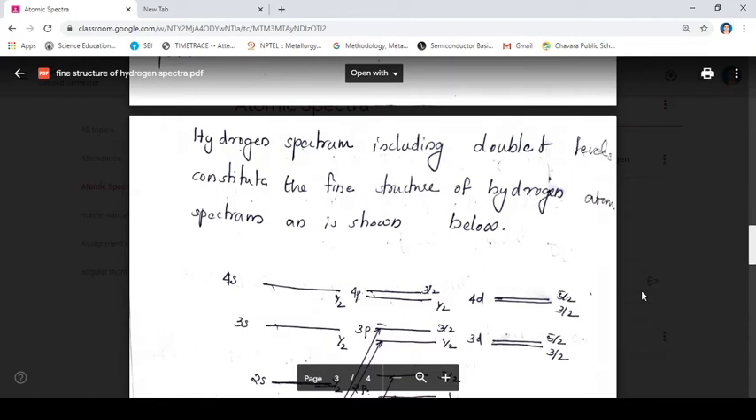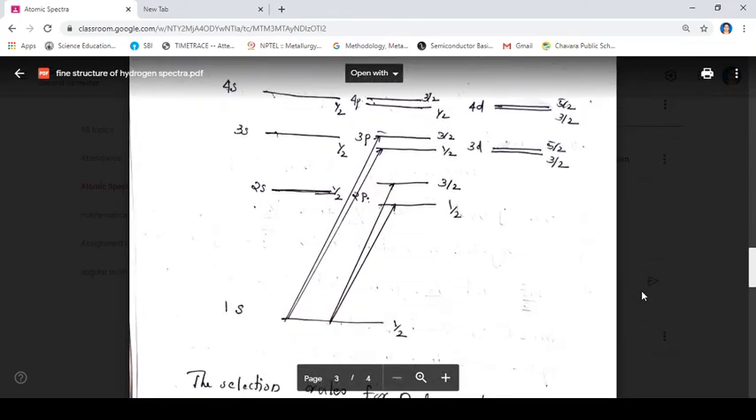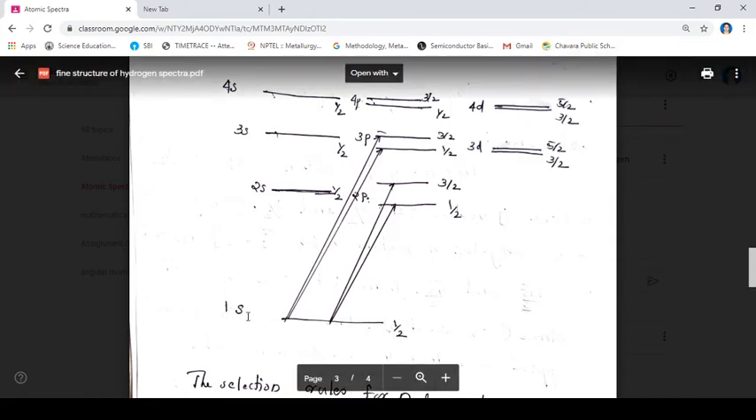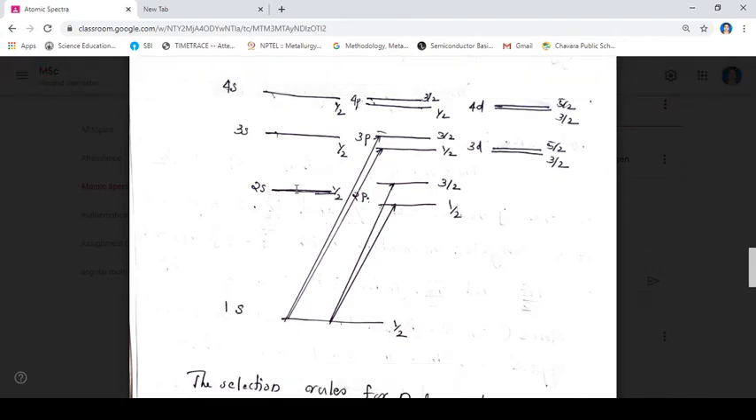So we can have a look at these spectral lines. The same spectral series, n equal to 1, the 1s state, and here you have the energy, minus 13.6. This is the 2s state, that is also a singlet state. And look at the 2p state. Earlier it was a single state, but now due to spin orbit interaction, this state is split into two. One is an upper level with j equal to 3 by 2, and the lower level with j equal to 1 by 2.